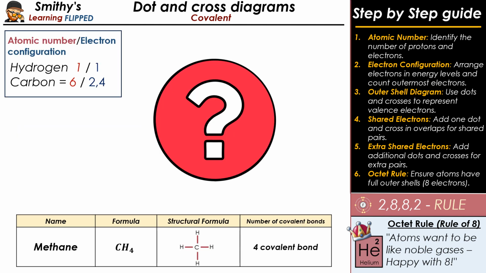Okay, this is the last one we're going to take a look at. I've not provided you with any diagrams on this one, so you have to come up with your own. As with all the previous ones, follow the steps. Make sure you look at the grid at the bottom, particularly the structural formula, to really help you out. Pause the video, have a go, and then press play to check the answer.